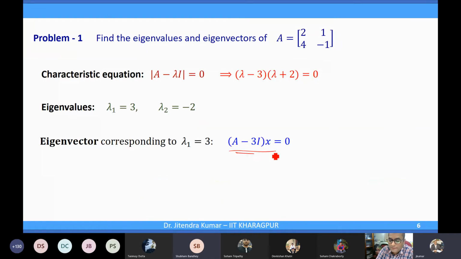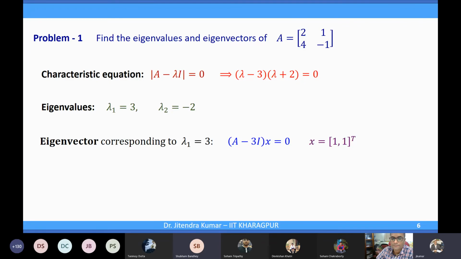Here, there are going to be 3 lectures, so all your questions will be cleared, right? So (A minus 3I)x is equal to 0. And x, you can write one of them. I mean, 1 is an eigenvector, 2 is an eigenvector, 10 is an eigenvector, whatever. Any multiple of this is an eigenvector. So corresponding to lambda 1 equal to 3, we have this eigenvector 1, 1, or any multiple of this.